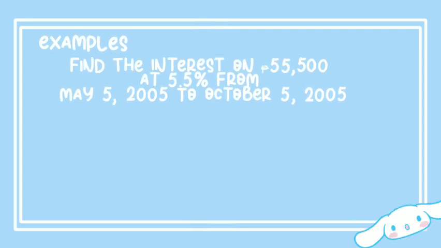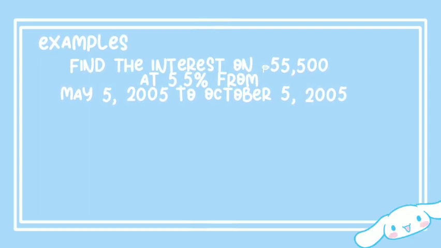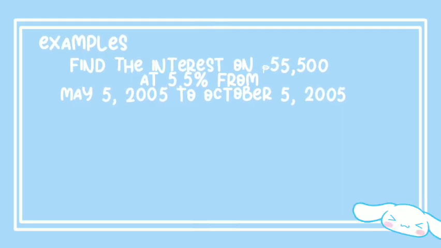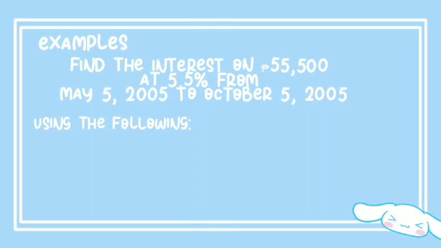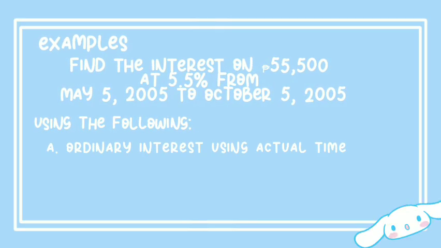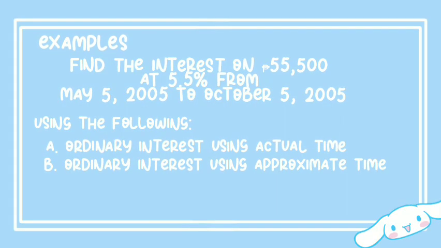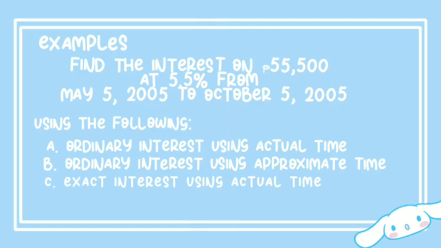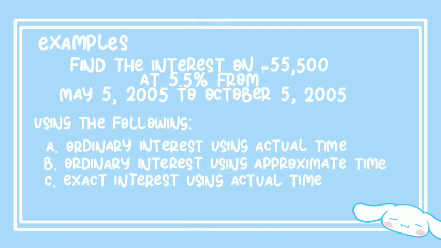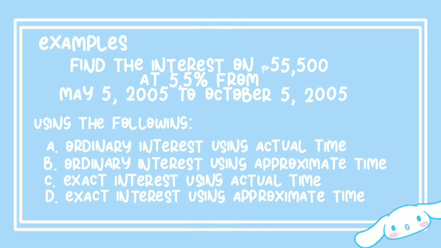Find the interest on 55,500 at 5.5% from May 5, 2005 to October 5, 2005 using the following. A. Ordinary interest using actual time. B. Ordinary interest using approximate time. C. Exact interest using actual time. D. Exact interest using approximate time.